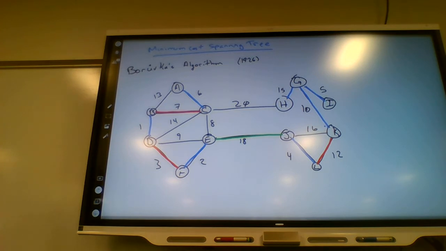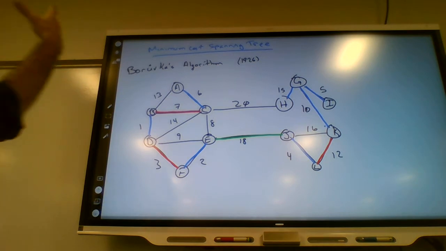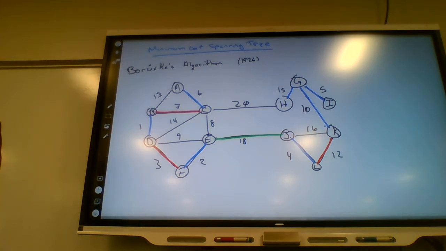Now what do we have? How many components do we have? How many trees do we have? One. We have one tree, and it's spanning because it includes all the vertices. So when we get down to one tree, we're done. Now what could have happened instead if the graph had not been connected? There wouldn't be any edges left between the components, and we would have built, instead of a minimum cost spanning tree, a minimum cost spanning forest.